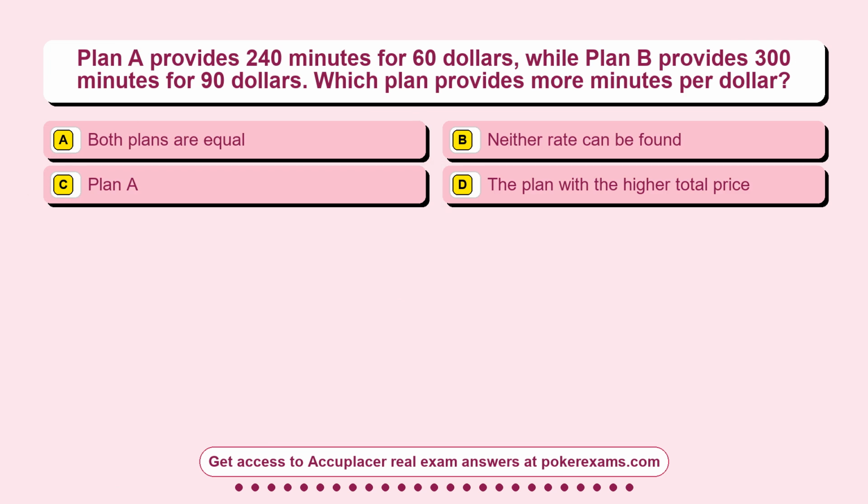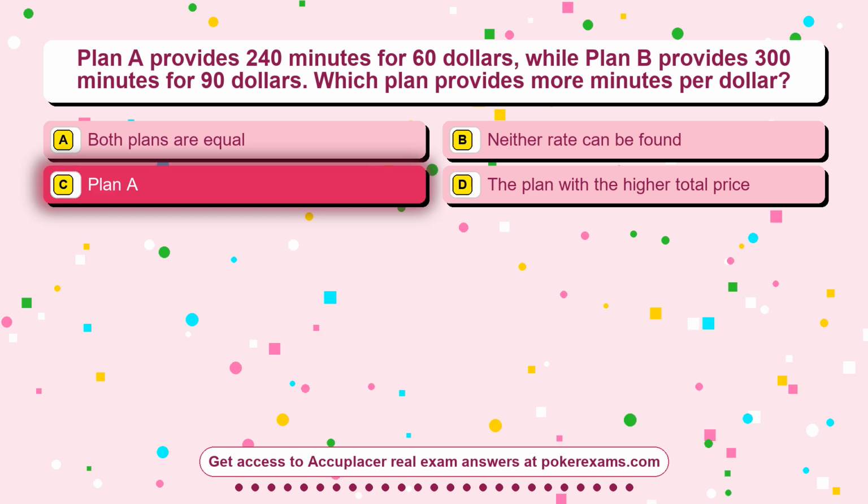Question 2. Plan A provides 240 minutes for $60, while Plan B provides 300 minutes for $90. Which plan provides more minutes per dollar? Option A. Both plans are equal. Option B. Neither rate can be found. Option C. Plan A. Option D. The plan with the higher total price. The correct answer is option C, Plan A.